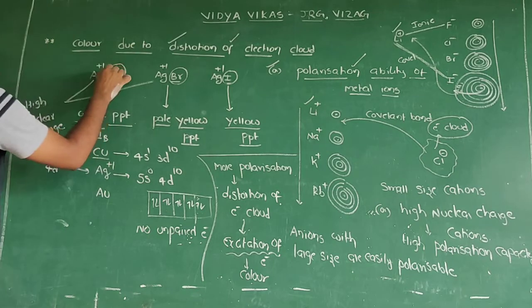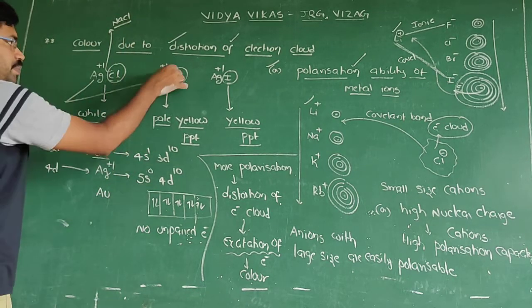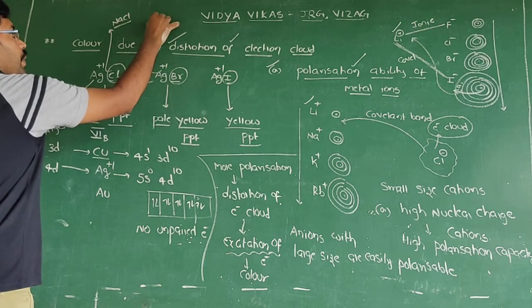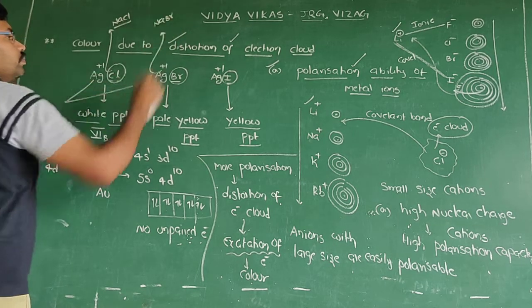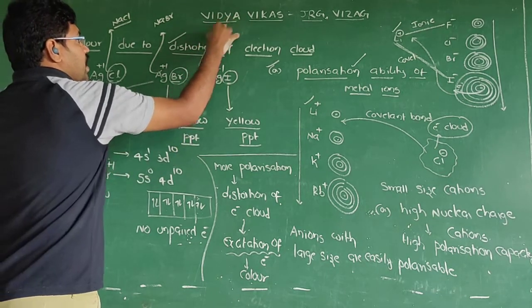Now let us consider this AgCl exhibits color. What about NaCl, sir? No. This AgBr exhibits pale yellow color. What about NaBr, sir? No. This AgI exhibits yellow color. What about sodium iodide, sir? No, no color.